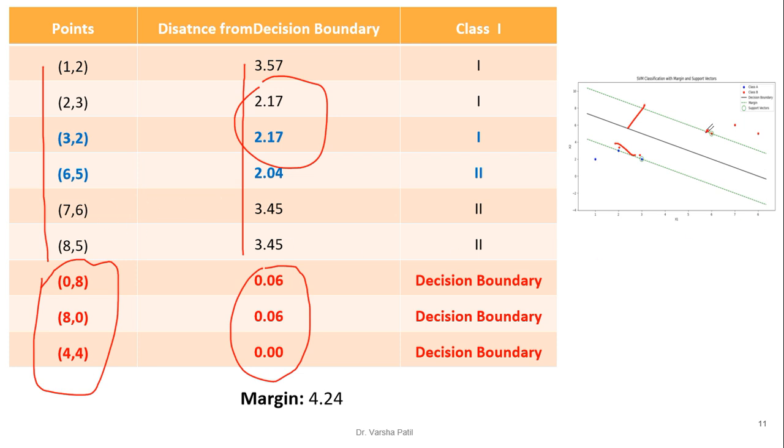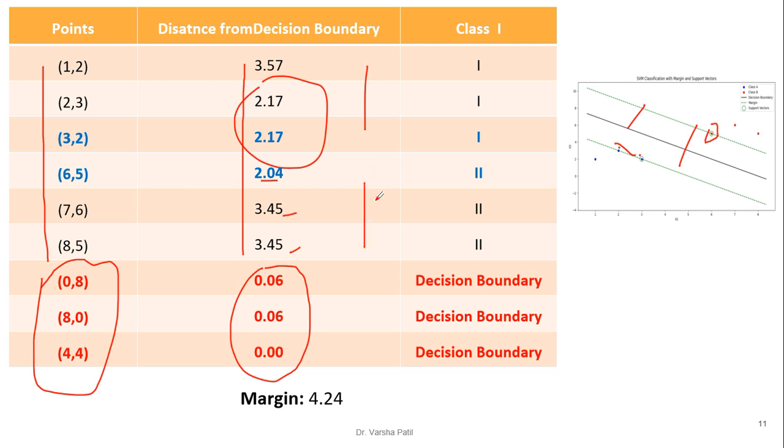And for the other class, this point alone acts as the support vector, and therefore the distance is 2.04. You can see that half of 4.24 is close to 2.04, and the remaining points are away from that margin, so the distance is 3.45. So in this way we can make class 1 and class 2.